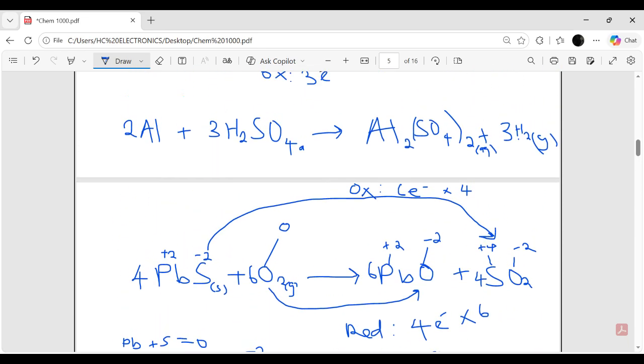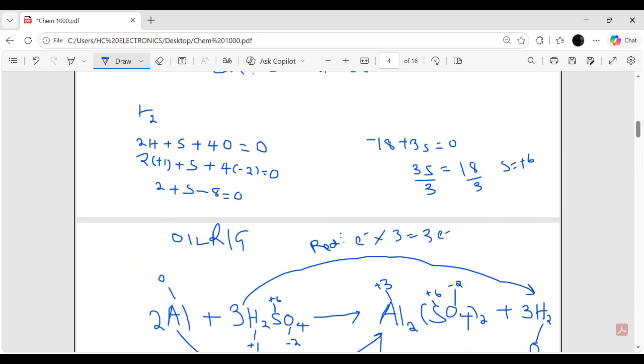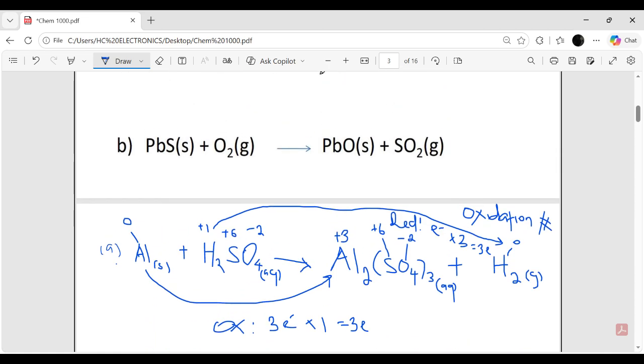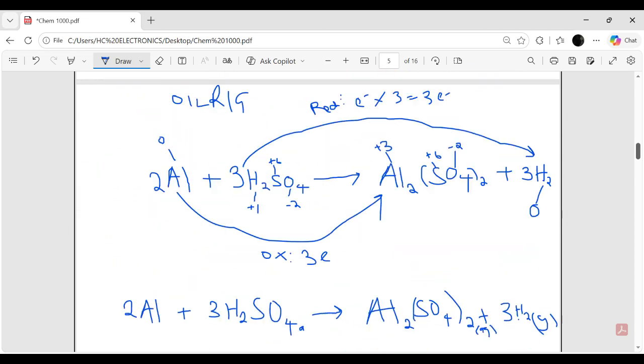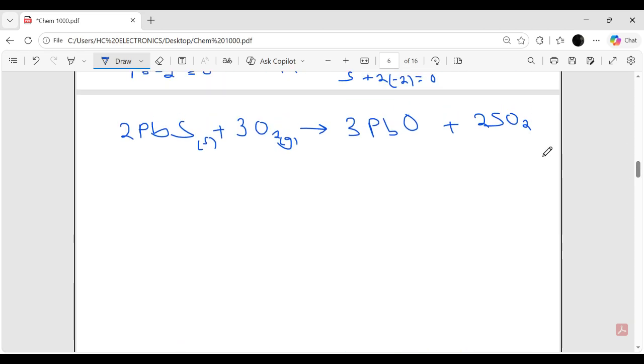Okay, then the PbO, that was what, so it was also solid. Yeah, it was solid. So this was also solid, okay. Then you have the sulfur dioxide, which is what, a gas, okay, like that. Then you have your balanced equation. You check every atom here is balanced.